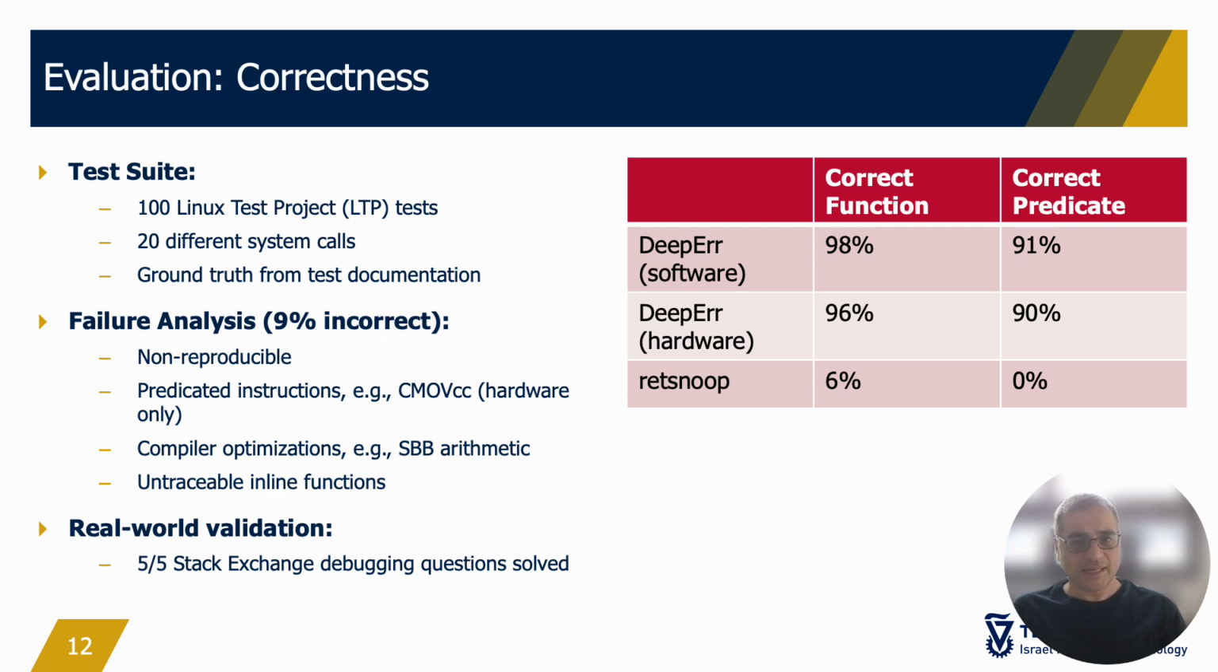The cases where DeepErr failed had various technical causes. Four failures involved predicates compiled into conditional move instructions, and four others were optimized by the compiler into subtract and borrow arithmetic instructions which hardware tracing cannot trace. Some inline functions couldn't be traced due to technical kernel restrictions. Despite these limitations, we successfully diagnosed all five real Stack Exchange questions we tested.